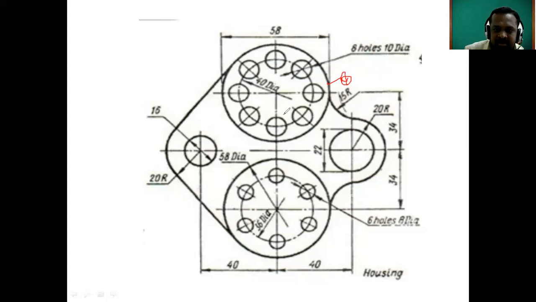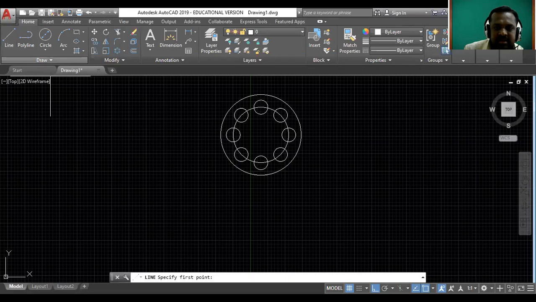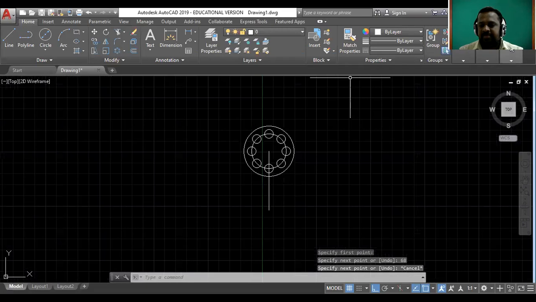Then again from the center point, we have to draw one vertical line of a distance of 68. And by considering this as a center point, again we have to draw here those two circles, one and two. So first of all, I will draw one vertical line of 68 from the center point of the circle. Take the line. Select this and draw the 68 vertical line. Okay.